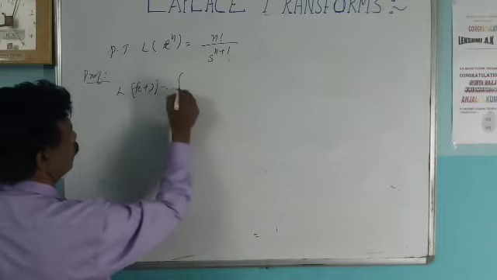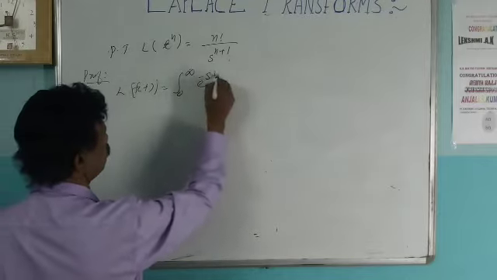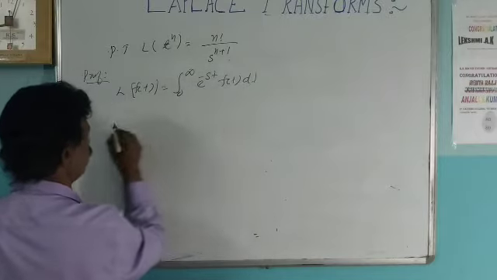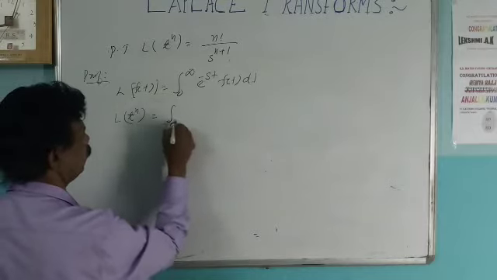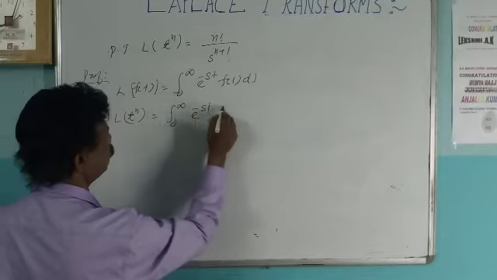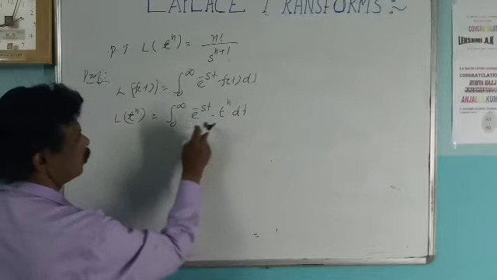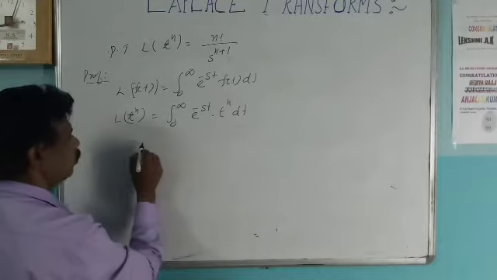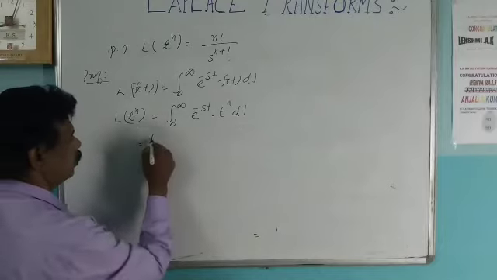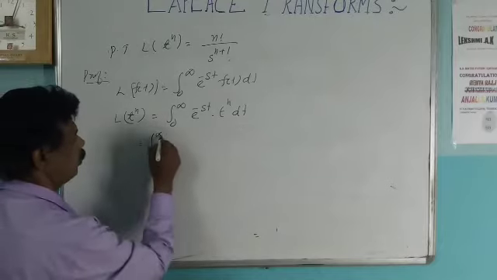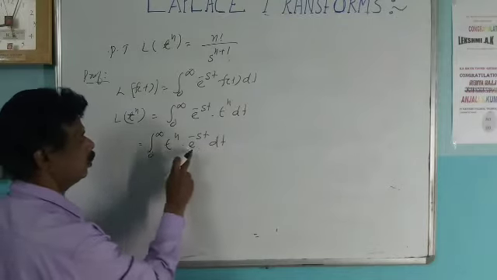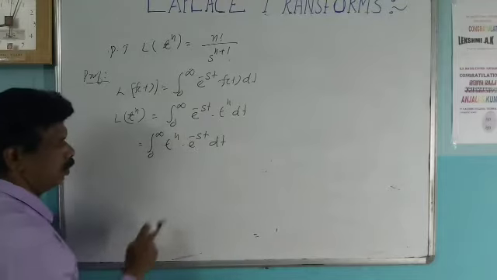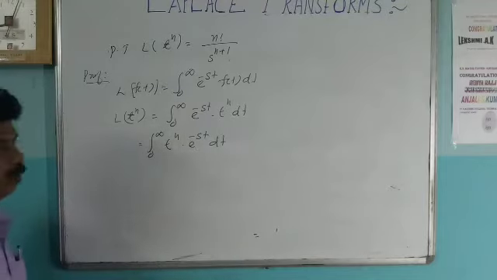We can write the integral 0 to infinity e raised to minus st f of t dt. That is, Laplace of t raised to n equal to integral 0 to infinity e raised to minus st into t raised to n dt. This is exponential form and this is algebraic form, so we can apply integration by parts. Integral 0 to infinity t raised to n into e raised to minus st dt: this is the first function and this is the second function. Integration by parts: first function into integral of second, minus integral of derivative of first into integral of second.